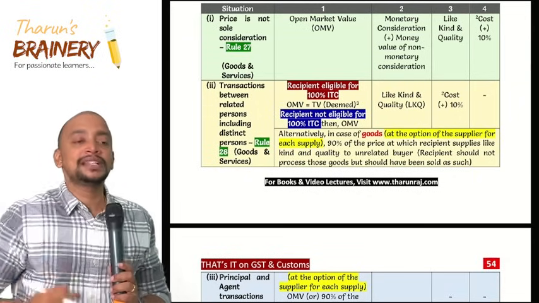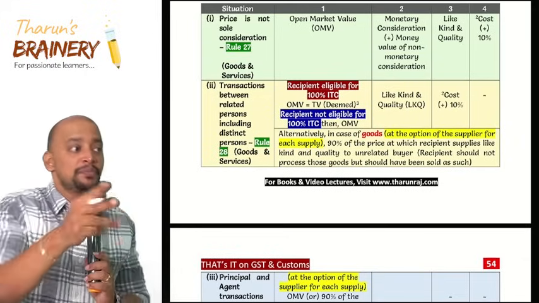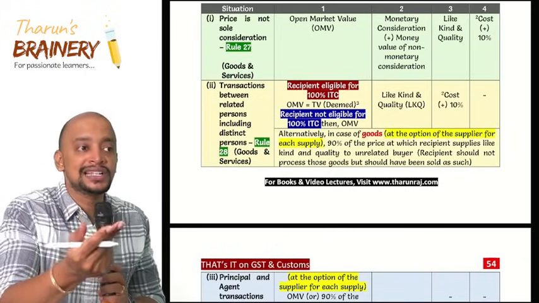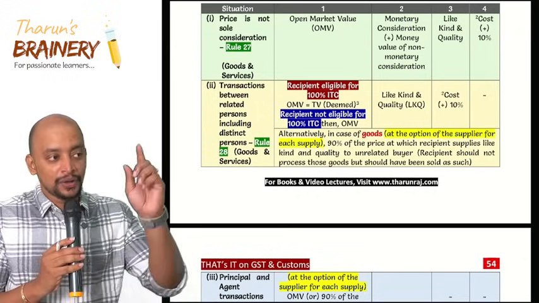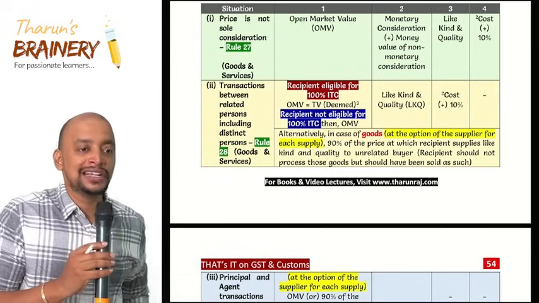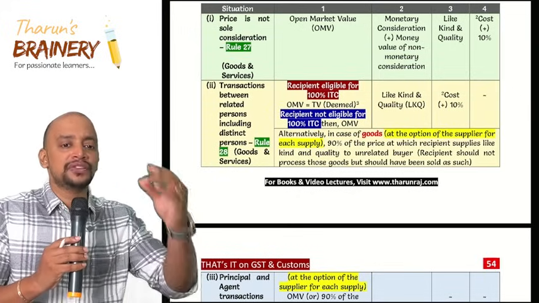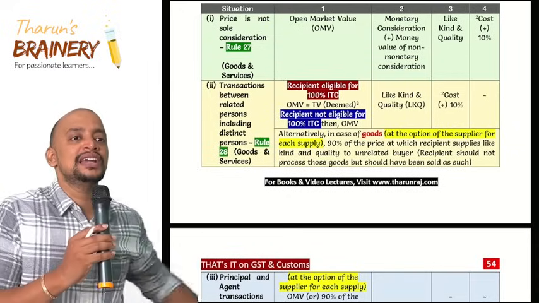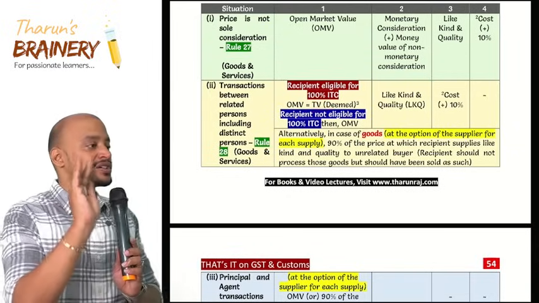If your outward supply is exempted, can you take ITC? No. If your outward supply is partly taxable, partly exempted, can you take full ITC? No. So when can you take full ITC on your inward supply? Only when your outward supply is fully taxable. Now in that case, any value at which I invoice to you will be taken as the open market value. So open market value is deemed to be the transaction value.